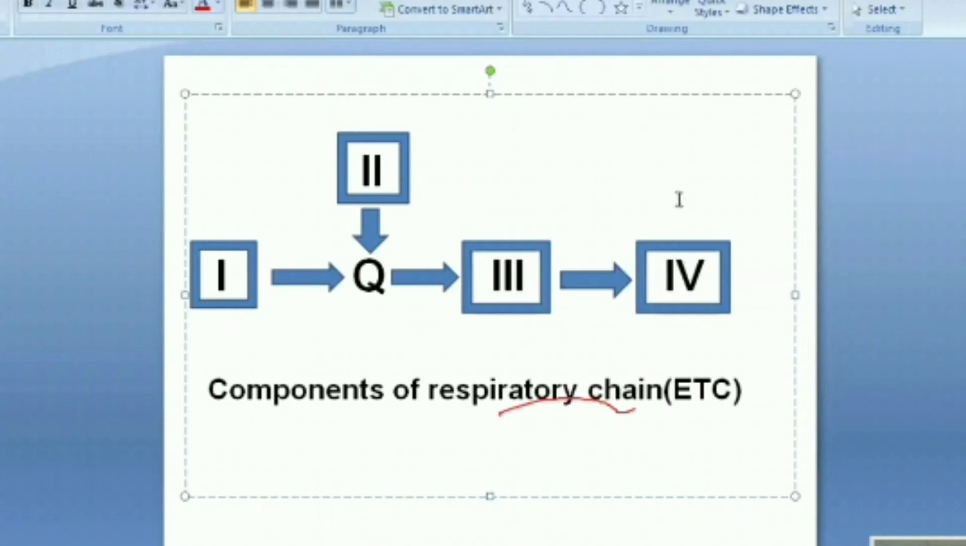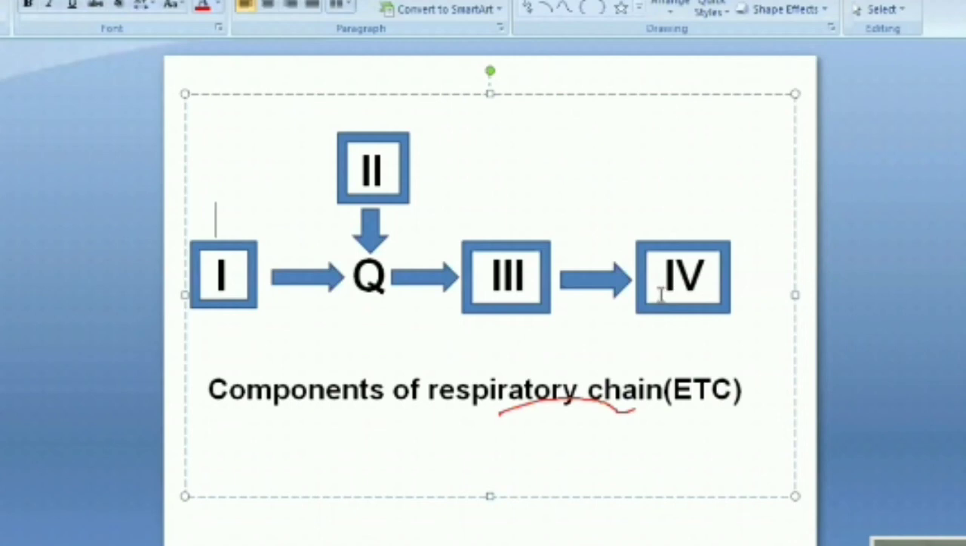Protons are transported vertically, and electrons are transported horizontally. Ultimately, this is the point where electron and proton unite together to form reducing equivalent. Is it clear?